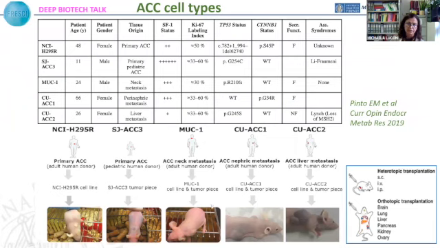All these types of cells can be inserted in nude mice, so immunodepleted nude mice, and you can obtain xenografts by injecting subcutaneously or also intravenously, or you can also have orthotopic transplantation, putting the cells under the kidney capsule.